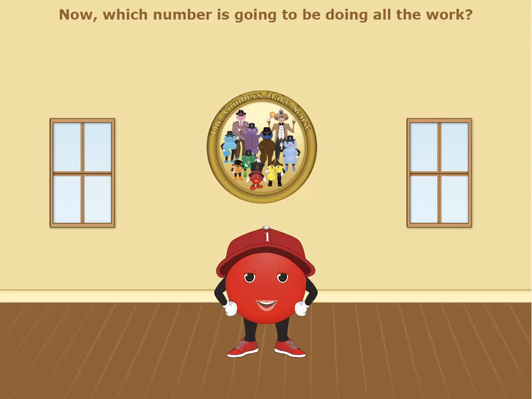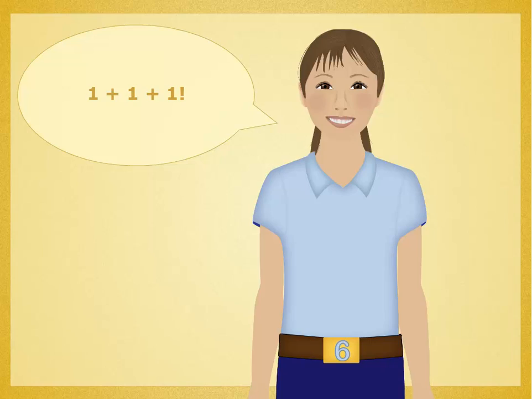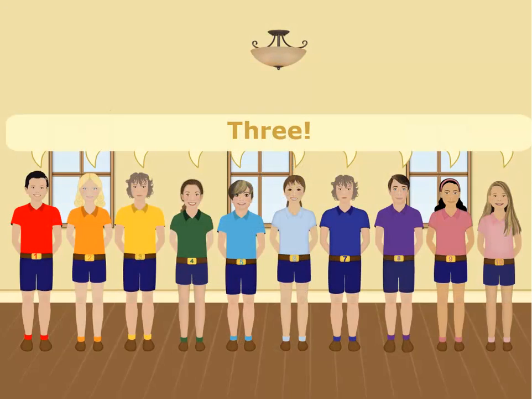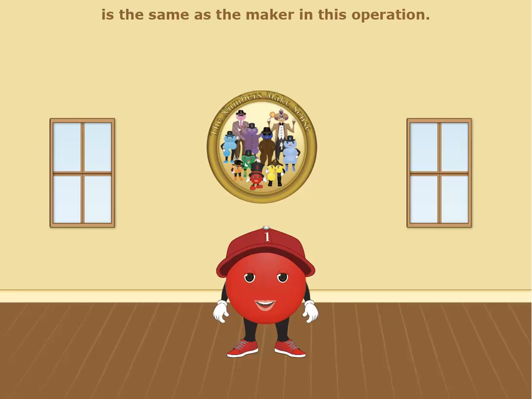Now, which number is going to be doing all the work? You are. You'll have to add 1 3 times. 1 plus 1 plus 1. Which is just 3. Once again, the secret identity of Agent X is the same as the maker in this operation. Do you think we have a pattern forming here?